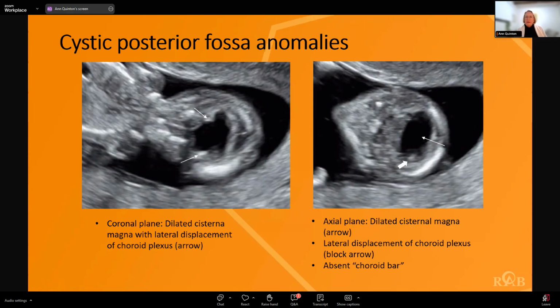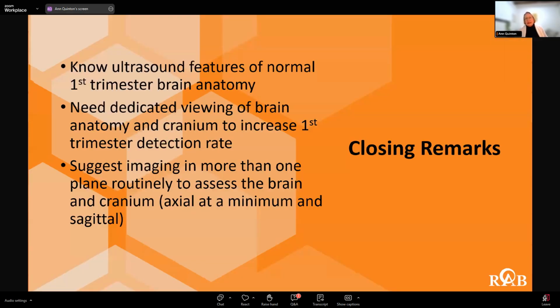All right, I hope all that made sense. So I guess my closing remarks are, it's really important to know the ultrasound features of the normal first trimester brain anatomy, so that when you see something different, you will recognize it. A lot of these things don't jump out at you. You have to go looking for them, especially I've found with the sagittal views of the fetal brain. And that's the way we're going to increase our first trimester detection rate of fetal brain anomalies.